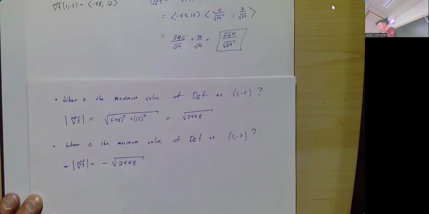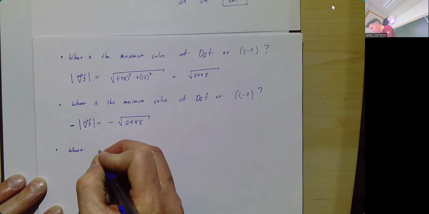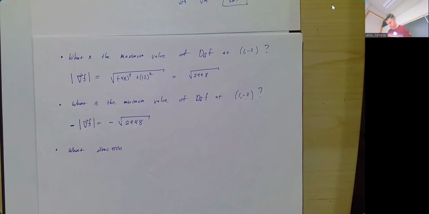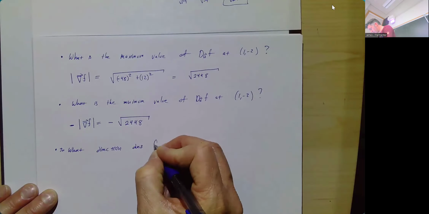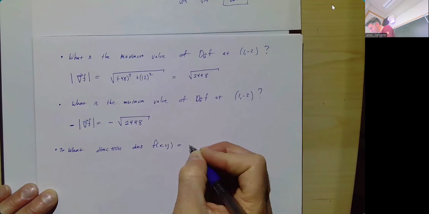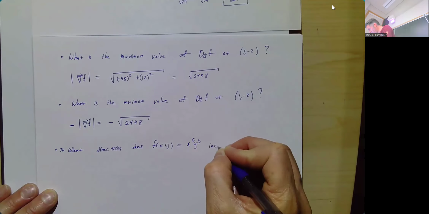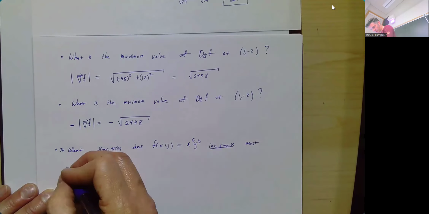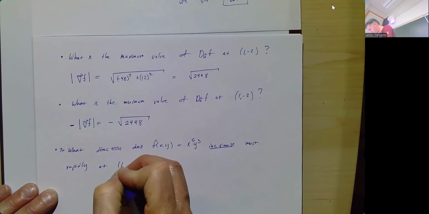So, follow up. What direction? Let me make sure I phrase this right. In what direction does the function f of x, y equal to x to the 6 times y cubed increase most rapidly at the point (1, -2)?